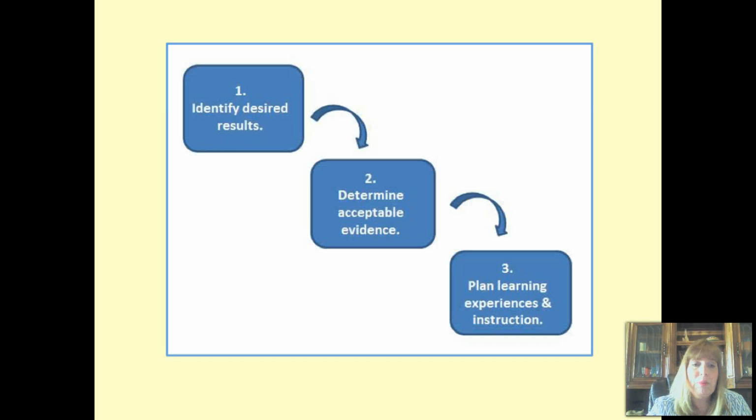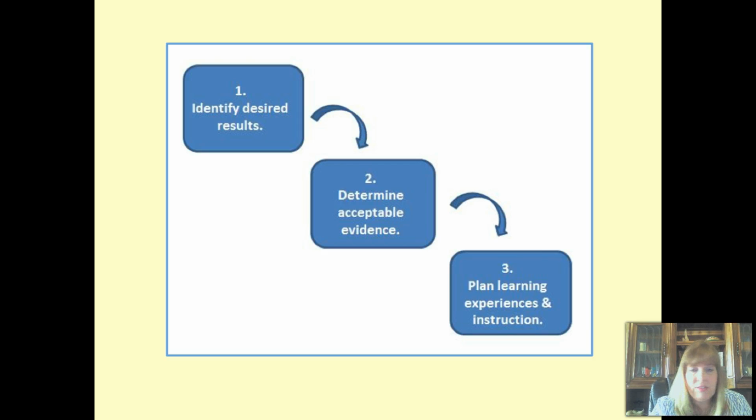Now, there are 3 parts to backward design. The first step is to identify what your desired results are. We're going to look at our goals. We're going to see what questions we want students to explore and be able to answer. We want to know specifically what it is that our students need to know and what they need to be able to do.